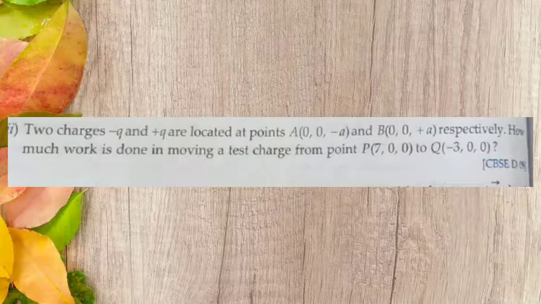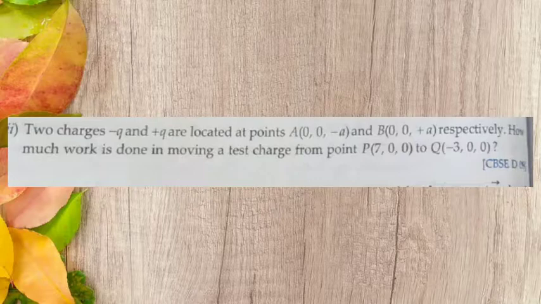Students, you can see on your screen there is a question. The two charges minus q and plus q are located at points A and B. The coordinates are given as (0, 0, minus a) and (0, 0, plus a) respectively. How much work is done in moving a test charge from point P, having the coordinates (7, 0, 0), to Q, having the coordinates (minus 3, 0, 0)?